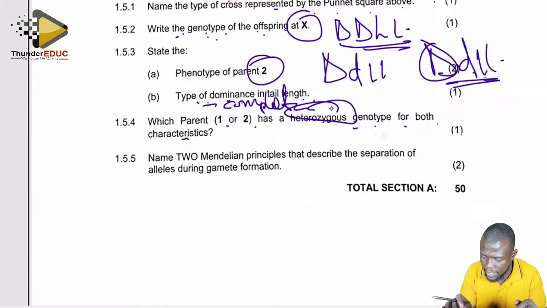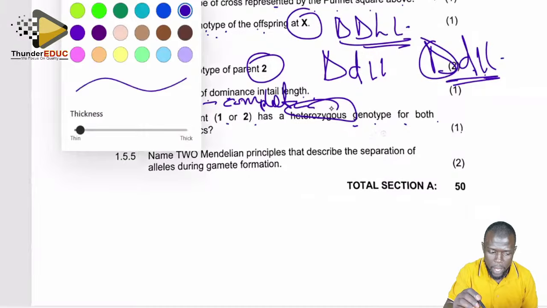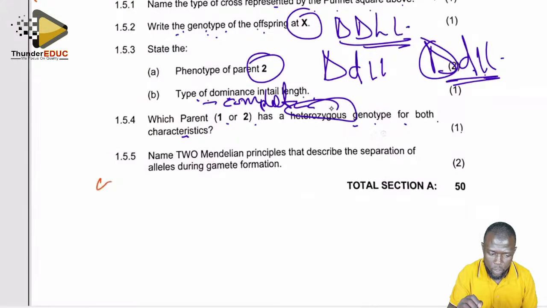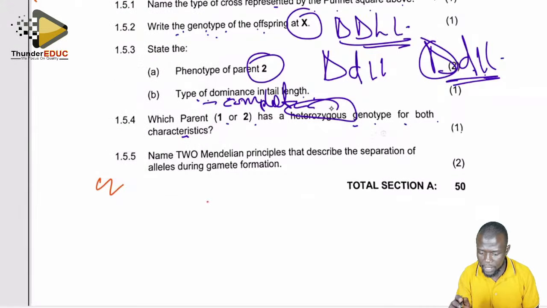Then they are saying, name two Mendelian principles that describe the separation of alleles during the gametes. So here we can talk about Mendel's principle of segregation, and then you can also talk about Mendel's principle of independent assortment.